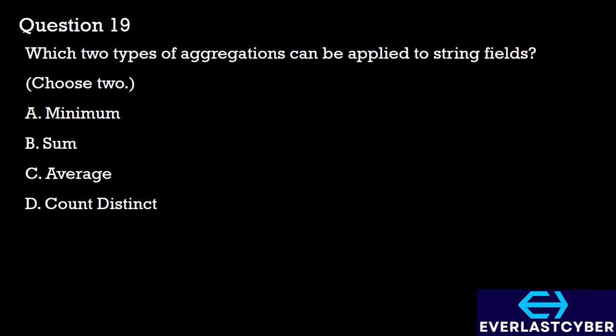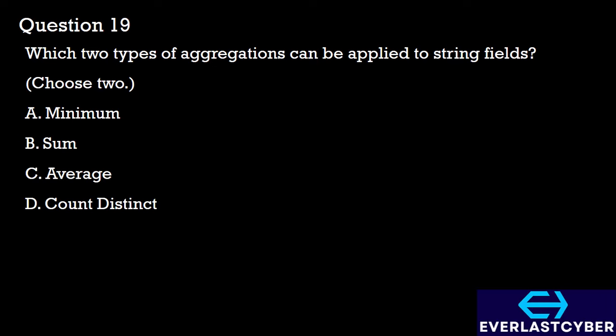Question 19. Which two types of aggregations can be applied to string fields? For this, we'll be choosing two answers. A. Minimum. B. Sum. C. Average. D. Count distinct. The two types of aggregations that can be applied to string fields in Tableau are A. Minimum. So you can apply a minimum aggregation to string fields to get the lexicographically smallest string value. For instance, to get the first alphabet, alphabetically.